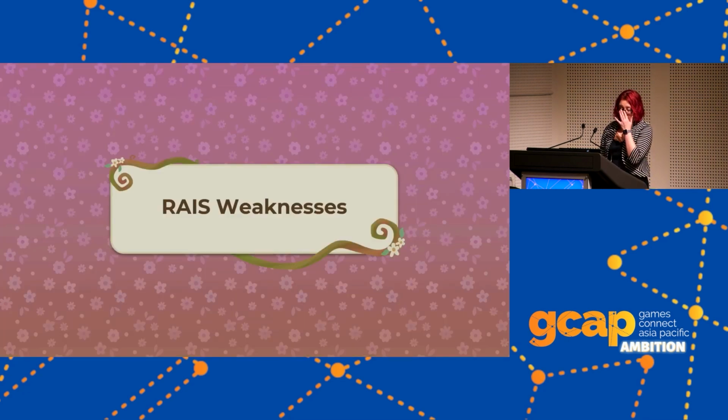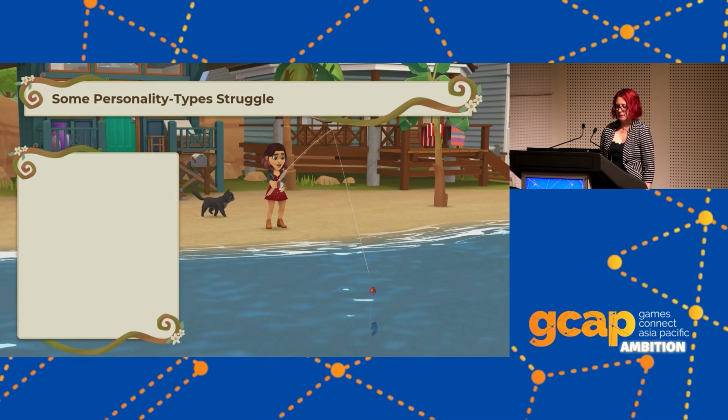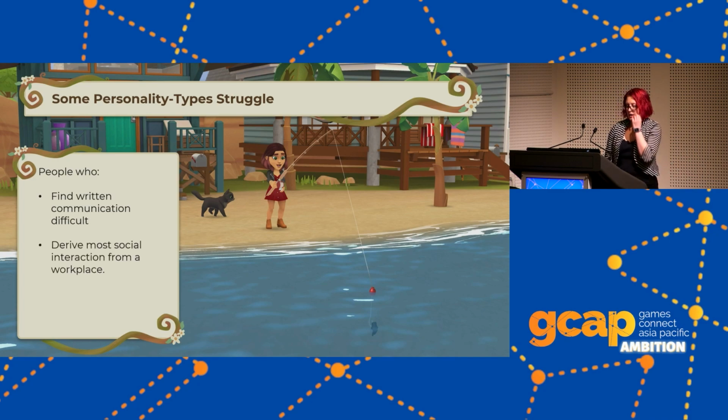So I'm going to run through a whole lot of problems that I haven't figured out how to solve. Just as personality types struggle in a meeting situation, there are plenty of personality types where this would not make sense. So anyone who finds written communication difficult, that's a given. They cannot be comfortable in this space. People who derive most of their social interaction from the workplace. I mean, we definitely have channels that we dedicate to socializing, but if you're not somebody comfortable with that kind of almost chat room-esque socialization, then it's hard to pick up those relationships.